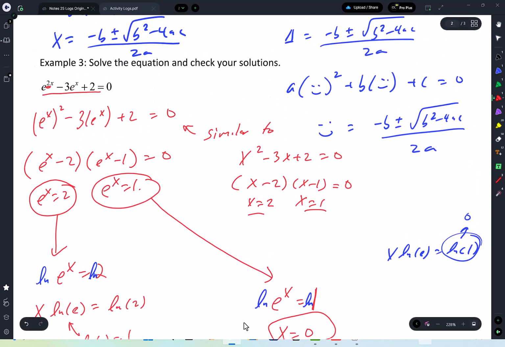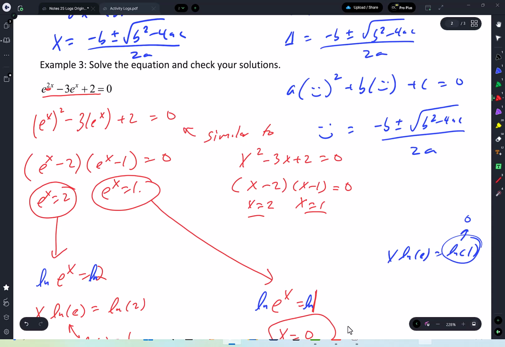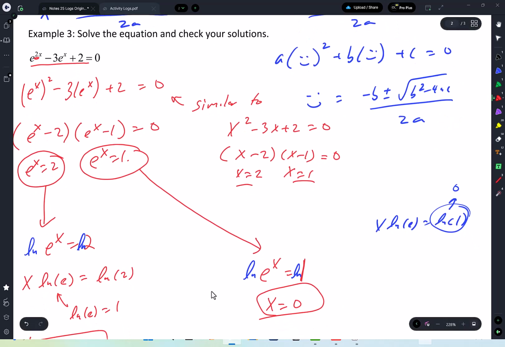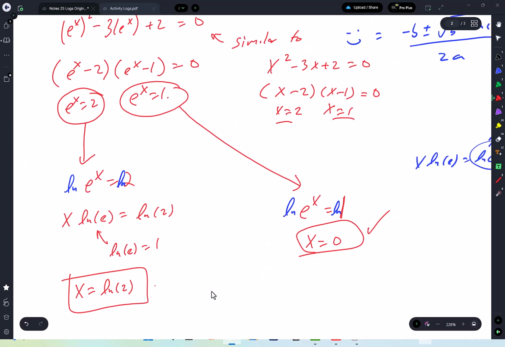And then test them. I think they both work. e to the 0, so 1 minus 3 is negative 2 plus 2 is 0. Yeah, that one works. And I believe that ln of 2 also works as well.